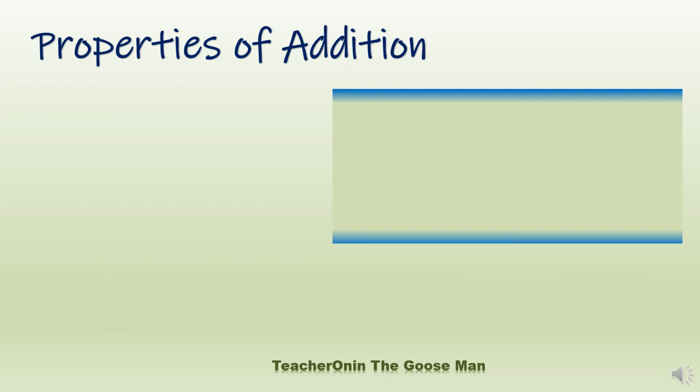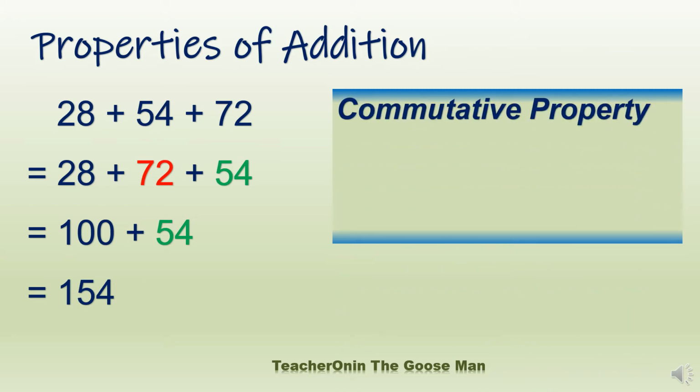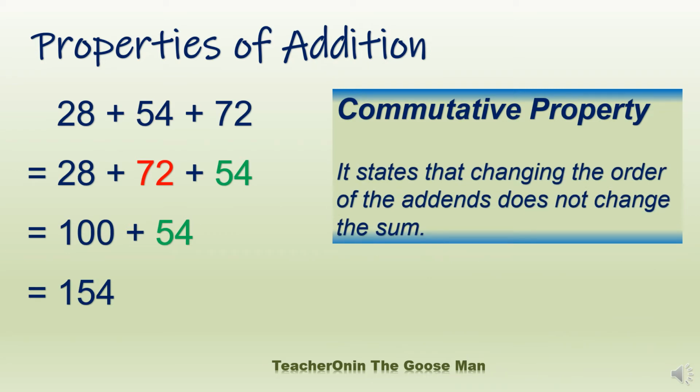Let's talk about the properties of addition. But before that, let's have these numbers. So we have 28 plus 54 plus 72. Take note that I can rearrange 54 and 72. So I have now 28 plus 72 plus 54. But 28 plus 72 will give me 100 plus 54. So the final answer is equal to 154. So this is the first property of addition. This is commutative property. It states that changing the order of the addends does not change the sum.